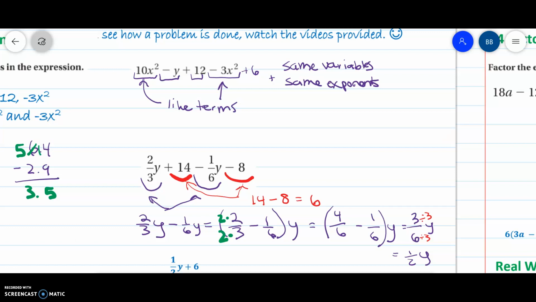So the way I write my final answer is I take this 1/2 y we got down here and I write it as 1/2 y. And then the other terms we combined were the constants, and we had a positive 6, so we write it as a plus 6. So that's our answer.